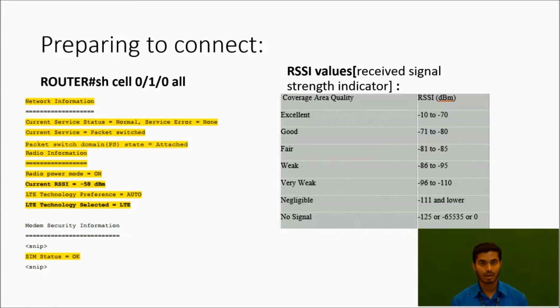The SIM card is provisioned for data, and if you see the current service as circuit switched, it's provisioned only for voice. The packet switch domain state should always be attached, and the radio should be on. Ensure that you have a received signal strength indicator and enough, or at least decent, coverage of the 4G wherever you have located the router. In this example, we have excellent 4G coverage in the area where the router is located, and also the SIM status should be okay.